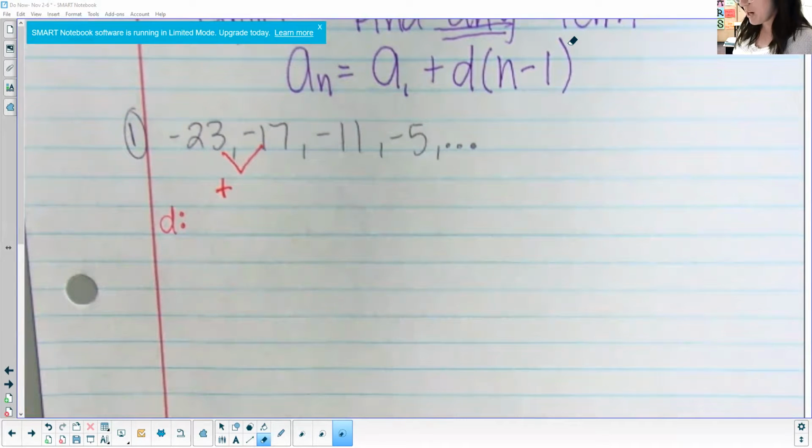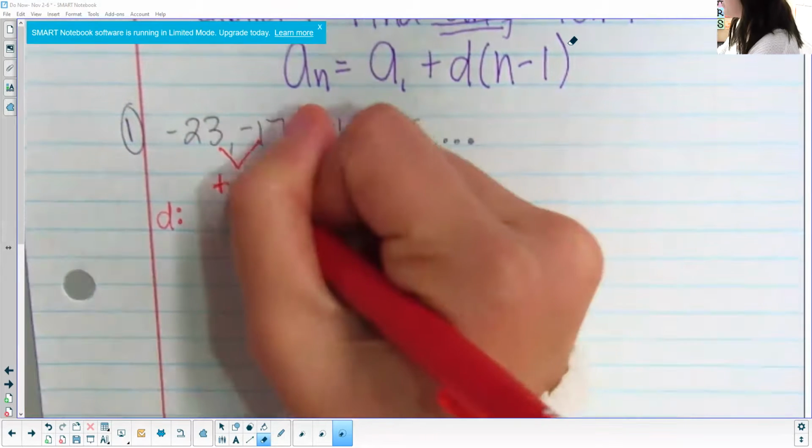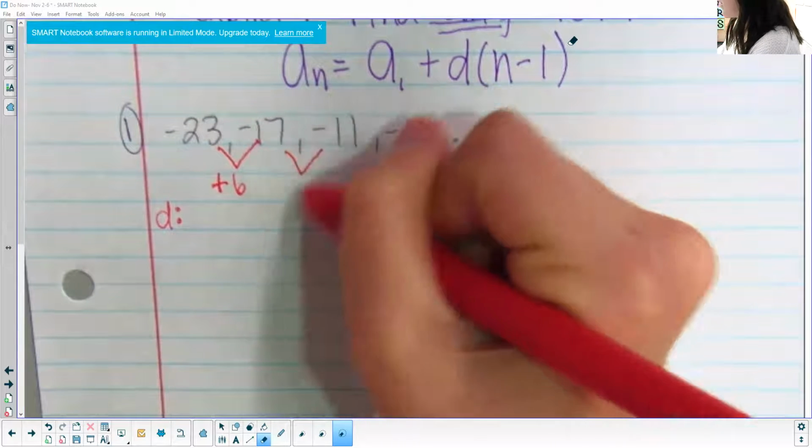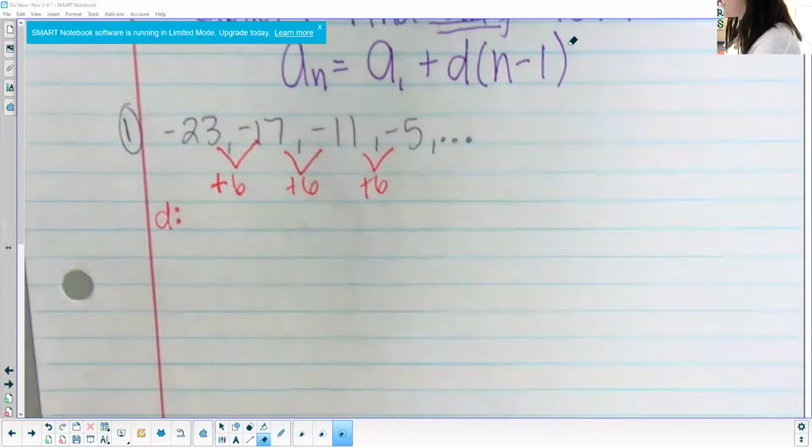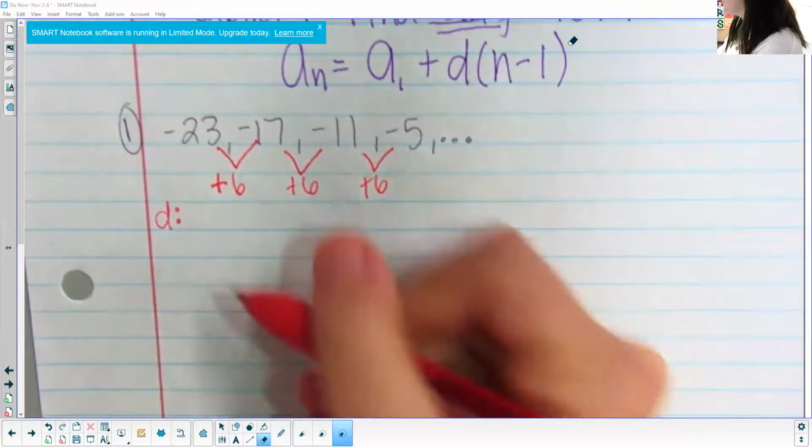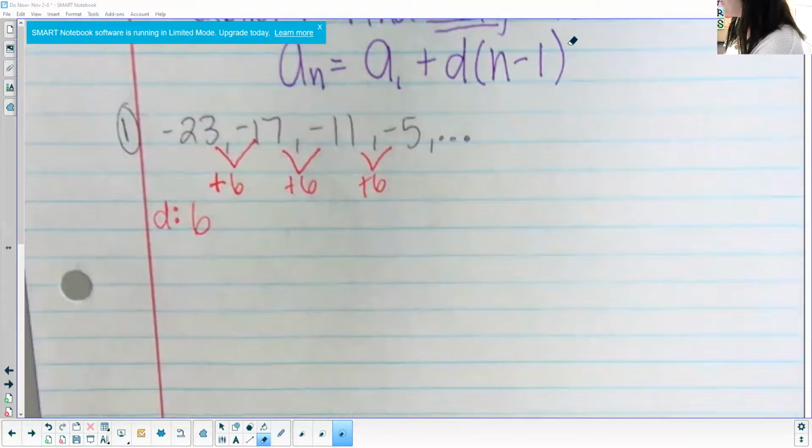So I would take 23 minus 17. Oops, 23 minus 17. Delete that, Miss Ingram. Is 6. So I'm increasing by 6. Here, I'm still increasing by 6. And here, I'm increasing by 6. Meaning that my common difference is going to be 6.